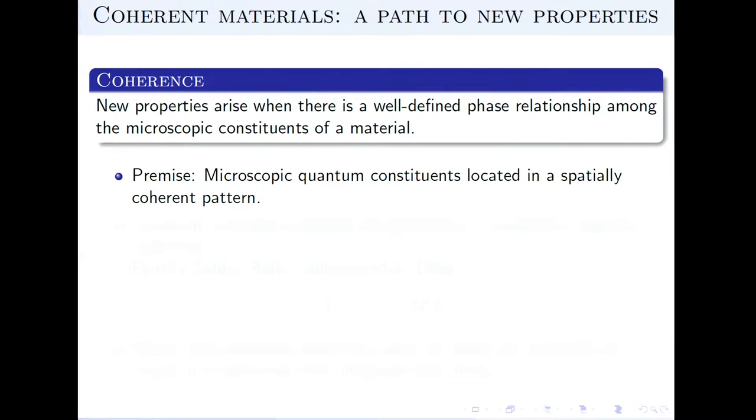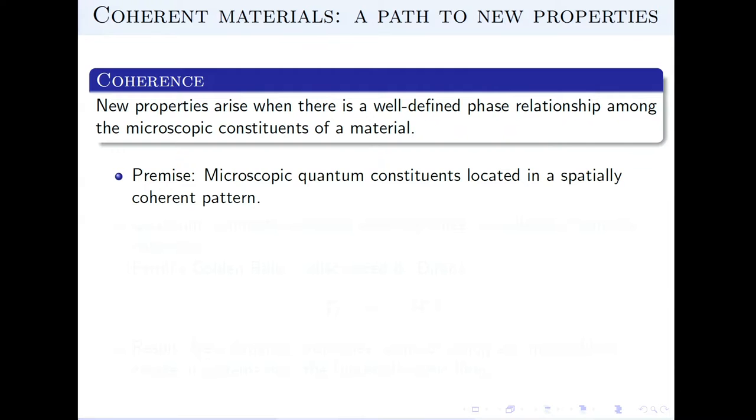Okay, so this is the idea here, that the new properties arise when there is a well-defined phase relationship among the microscopic constituents of a material. In our case, we are going to talk about capsids. And there is a good, well-defined phase relationship, especially if the capsids are symmetric.